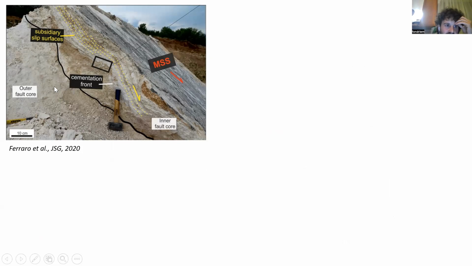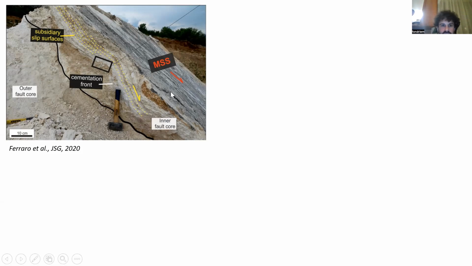So you have an outer fault core, which is cataclasites, not very well cemented. Instead, normally when you move toward the principal fault surface, where most of the shear deformation is accommodated, you have a very well cemented layer of fault rocks. And you have typically a cementation front and rocks that are generally less eroded. Also, you can see this very nicely in the panorama.